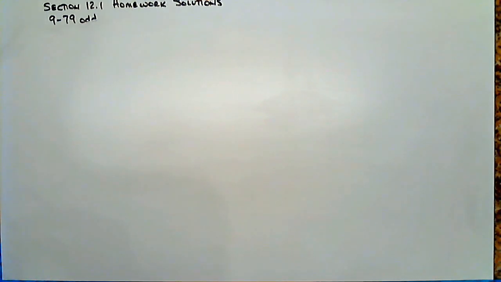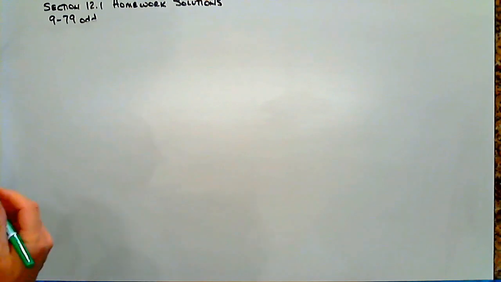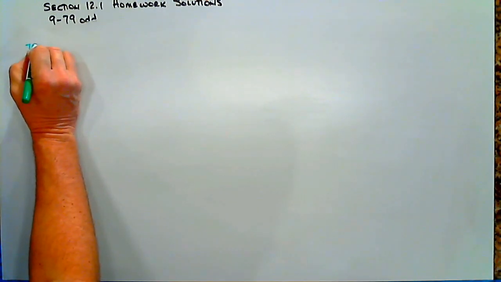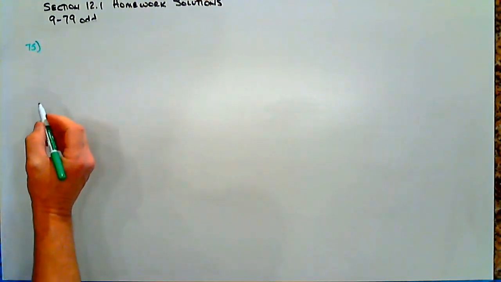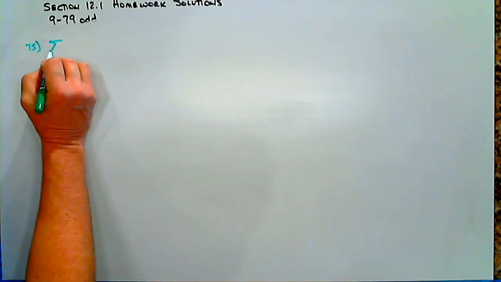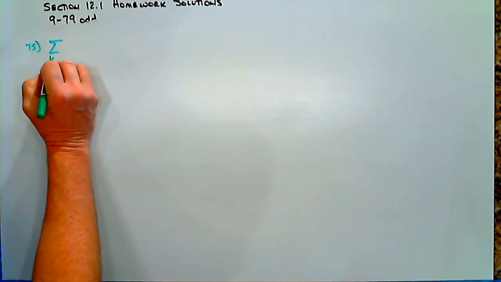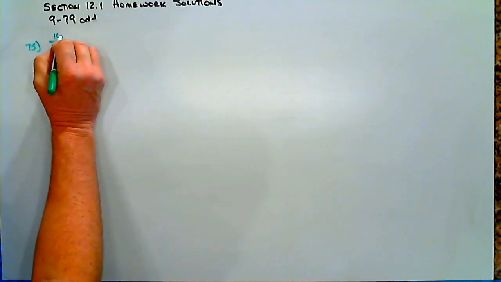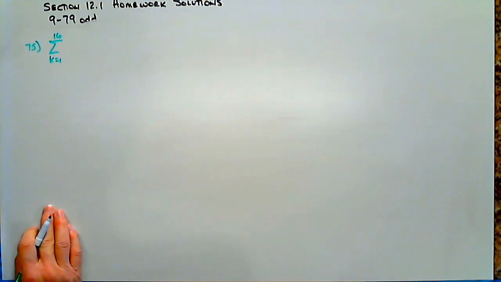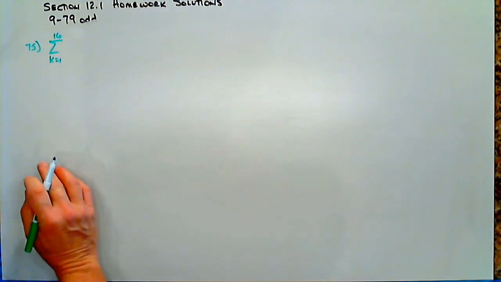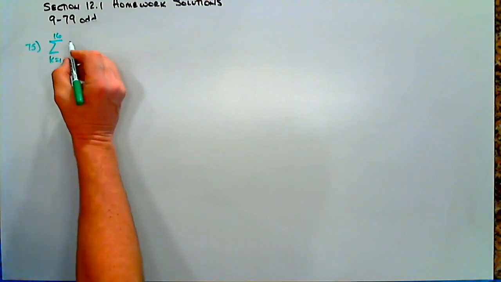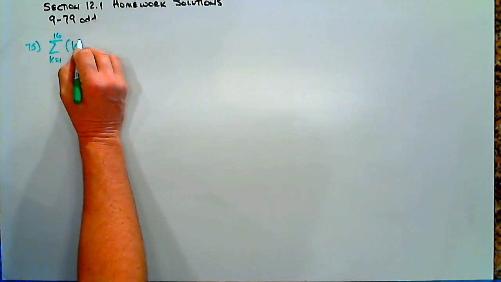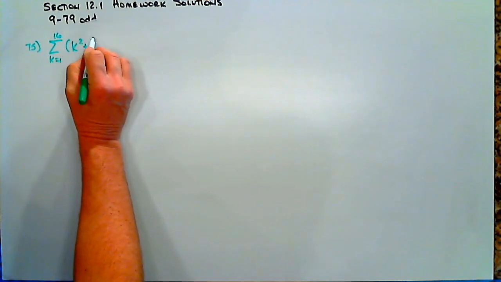So let's take a look at something like 75, right? That'll be the example I do from this section. So we have sigma here, k equals 1 to 16, right? 1 to 16. And what are we going to get here? They want us to find k squared plus 4.